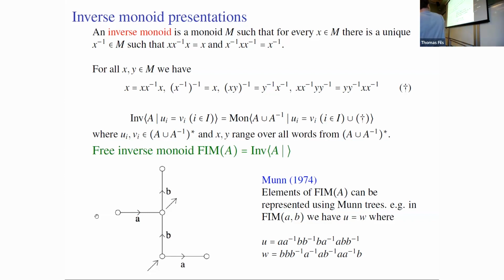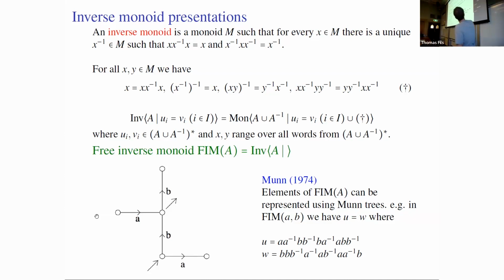So if you try to write down a set of rules which gives you this, you end up with infinitely many rules like this, which you get for free, where X and Y range over all possible words. So you get this weird thing. The free inverse monoid as a monoid is not finitely presented. But as an inverse monoid, it is presented with no relations.